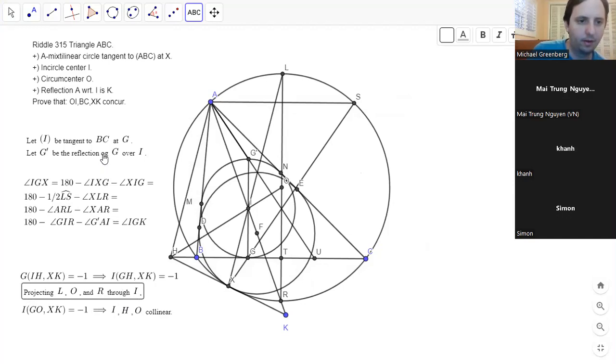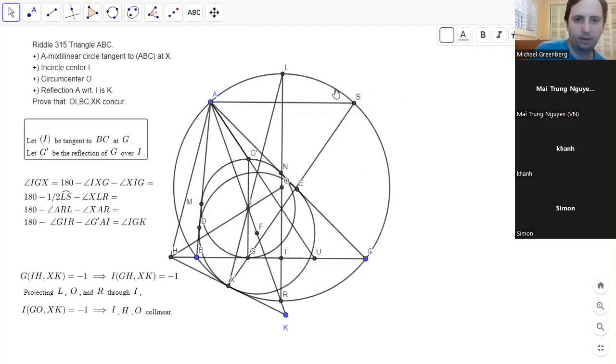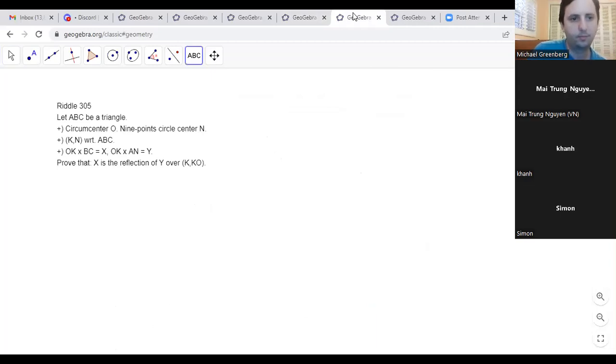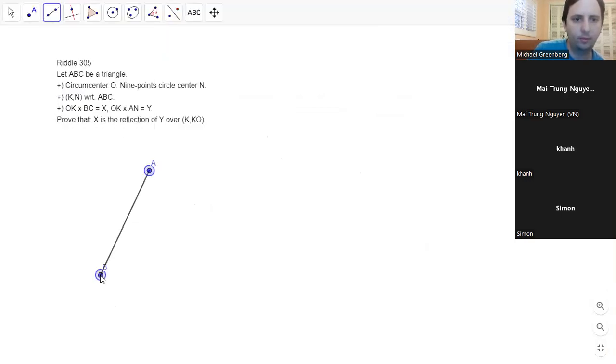All right. So I'll move on to the next problem. So yeah, that wasn't as bad as I thought, but it was still pretty hard. Here's another one. So we have triangle ABC, with circumcenter O and nine-point center N.